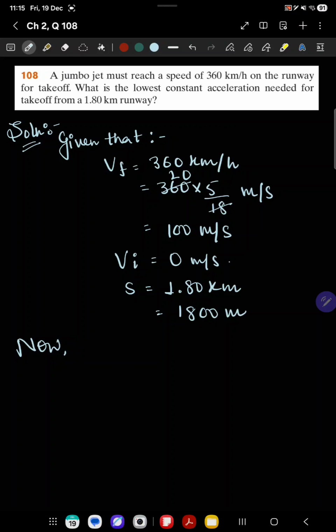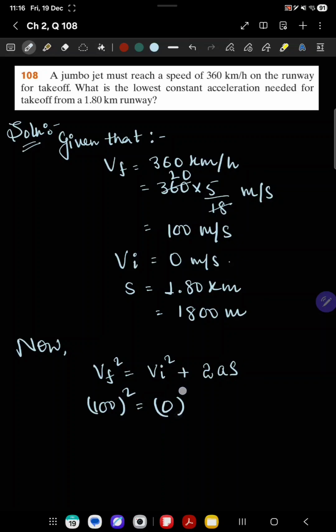Now we can use the relation which is Vf square equal to Vi square plus 2as. So here Vf square, we will write it as 100 square equal to 0 square plus 2 times a, which we have to find out here, and s is given as 1800.